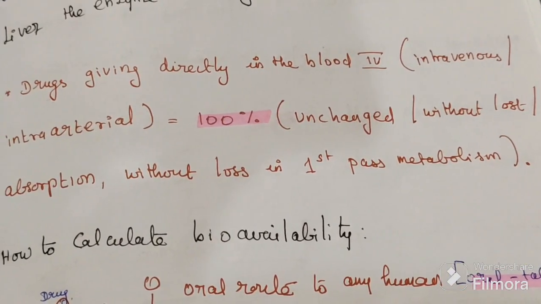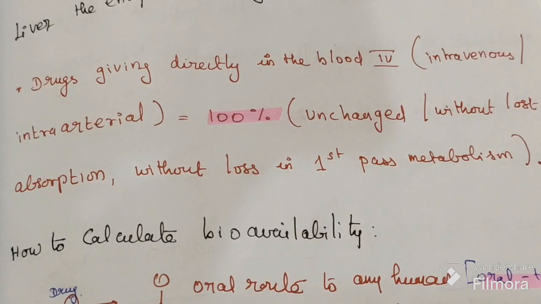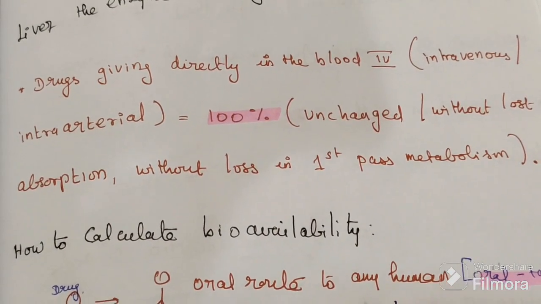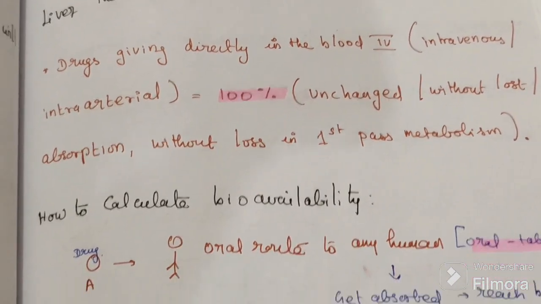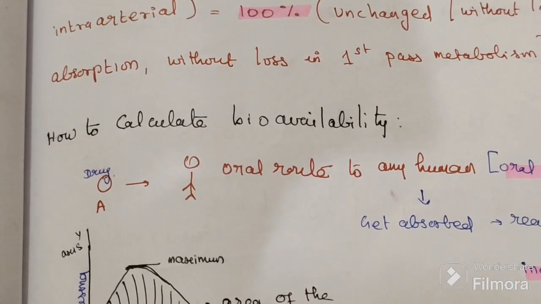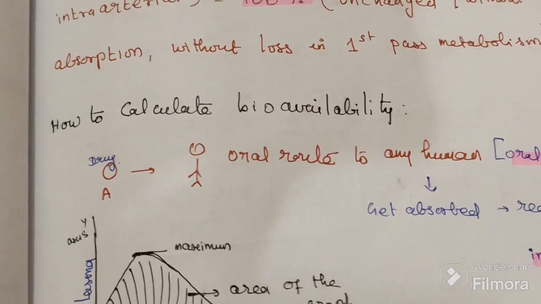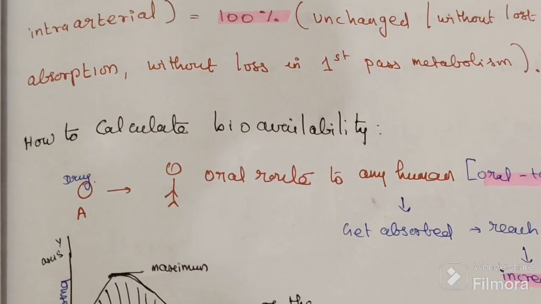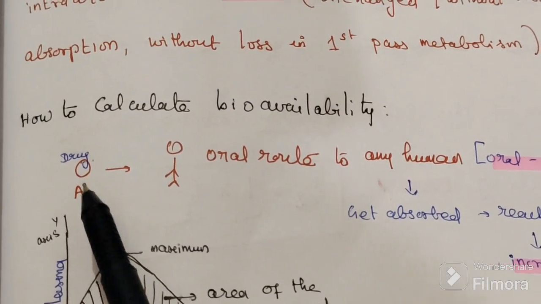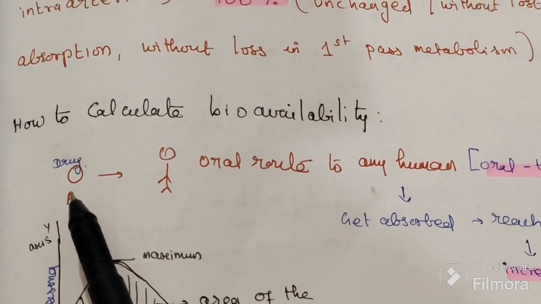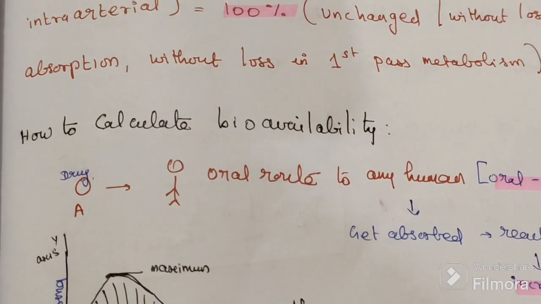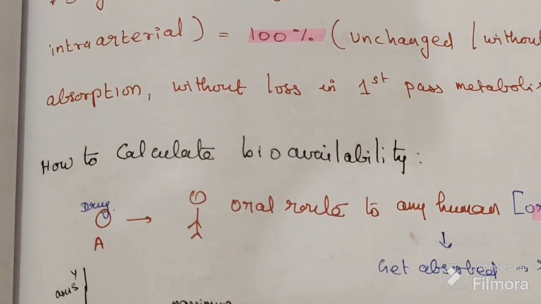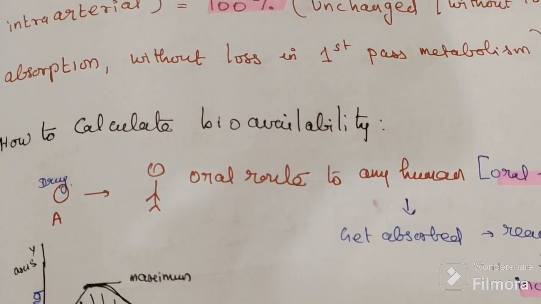So those screenshot notes are there. What are the different routes by which we give drugs? Then how do we calculate that bioavailability? There is a way. Suppose I have a drug, this one is drug A, and I am running an experiment. Can you please find out the bioavailability of the drug in humans?